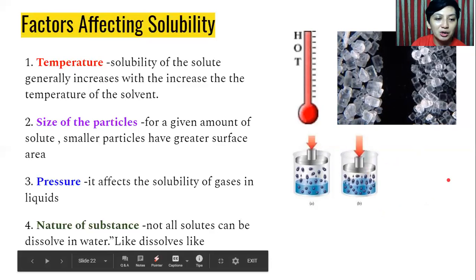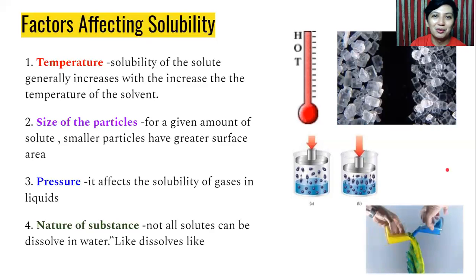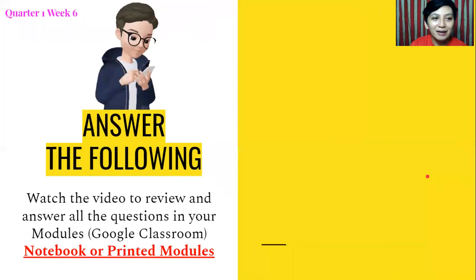And number 4, nature of substance. Not all solutes can be dissolved in water. So, meron tayong tinatawag na immiscible liquids. So, pag sinabi natin immiscible liquids, those are liquids that cannot be combined. Example, water and oil. Okay? So, but we have also like dissolves like. So, kapag yan ay parehas namang liquid and they are miscible, they can be combined. Like dissolves like.